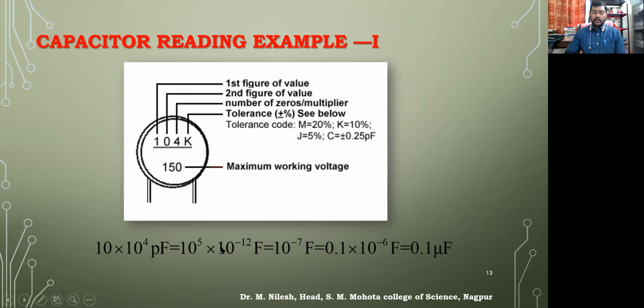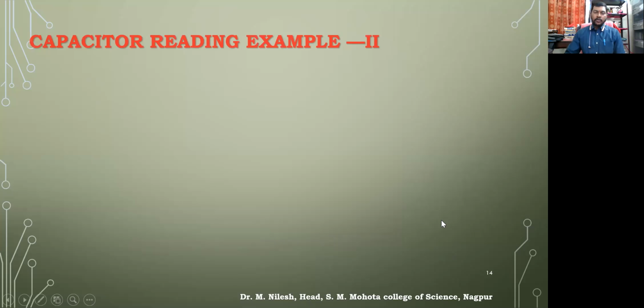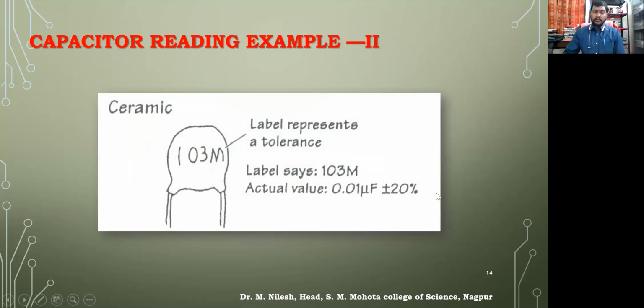And so we have solved this, and then we have 10 raised to power minus 7 farad. We have shifted one decimal point, so we have 0.1 into 10 raised to power minus 6 farad, and 10 raised to power minus 6 can be written as microfarad. So 0.1 microfarad. So this is the value of that capacitor. Similarly, if you have this sort of a capacitor where it is written 103 M, so M stands for a plus minus 20% tolerance.